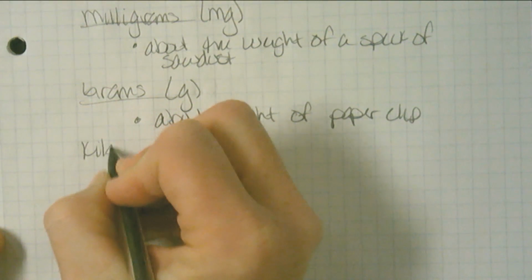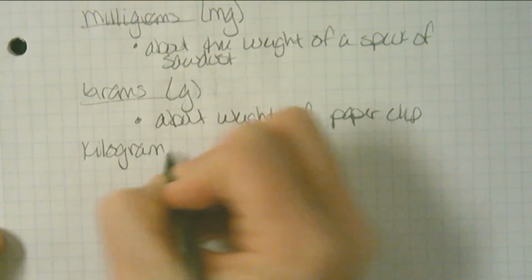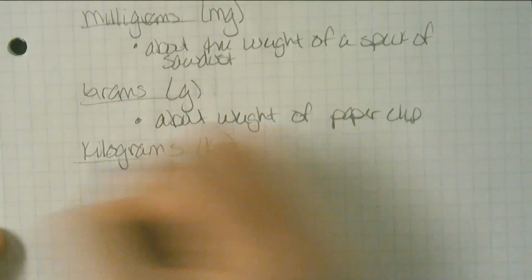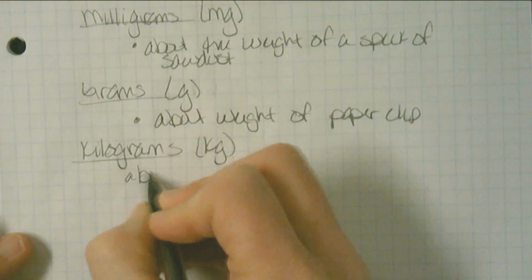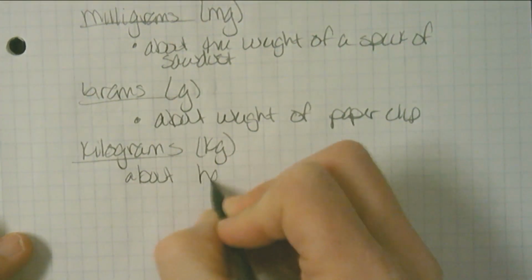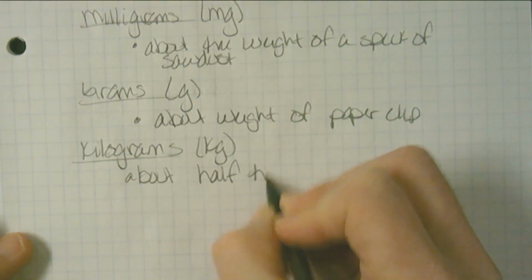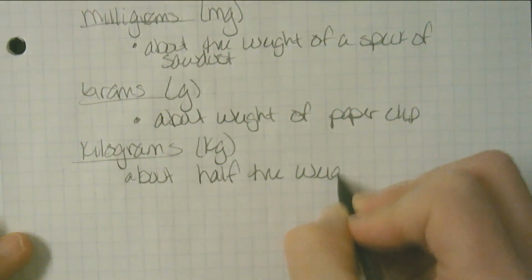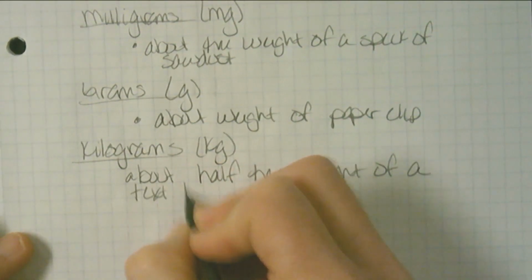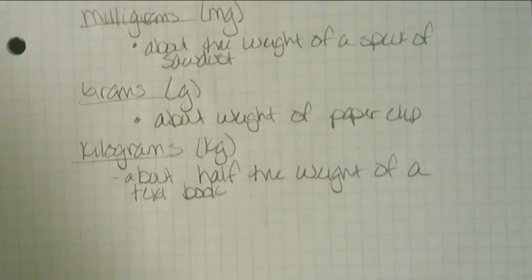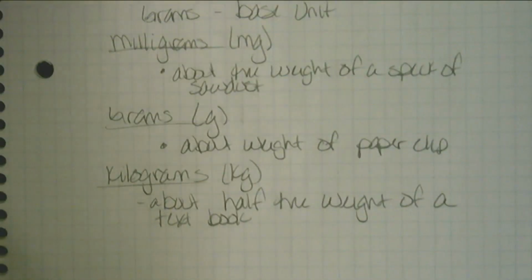And then when we talk about kilograms, that's kg. That's about half the mass of a textbook. Half the weight or mass of a textbook. Like this size textbook. So this is probably 2 kilograms.